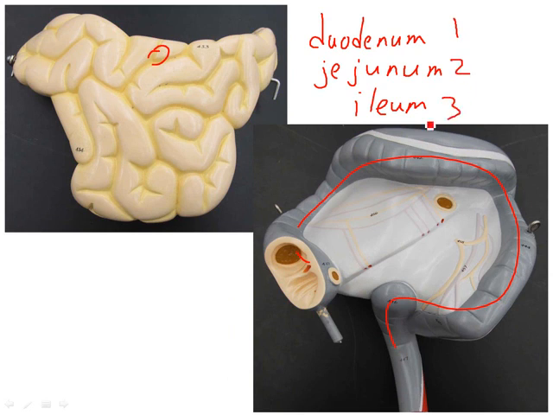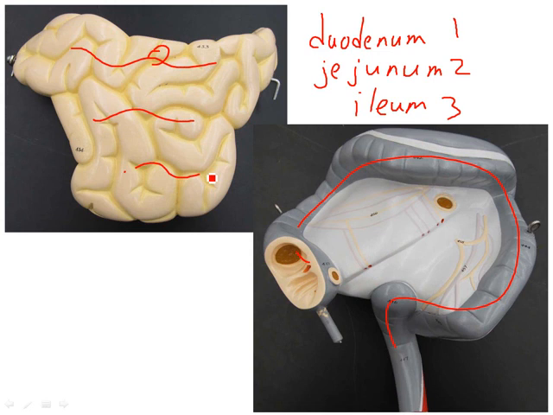The way these models are made, you really can't see the different sections. So usually what I tell my students is, if I ask you on a test, the food enters this first section of the small intestine, what do you call that? So this first section is the duodenum. The second section is the jejunum, and then the third section is the ileum.